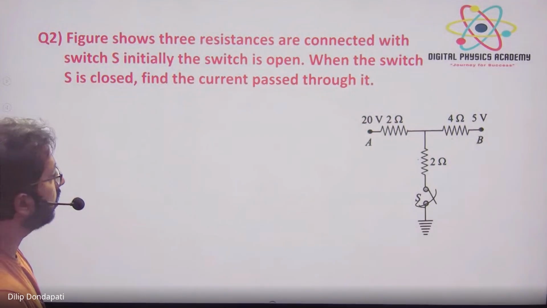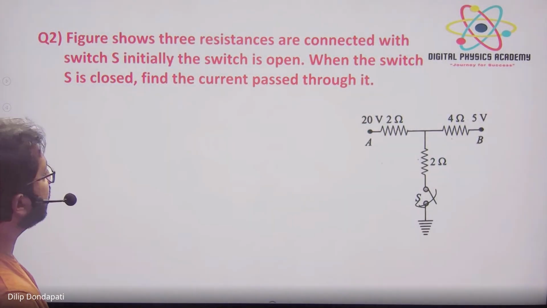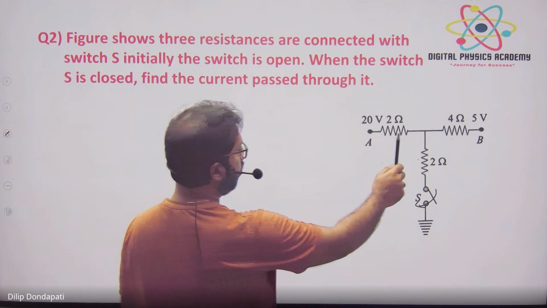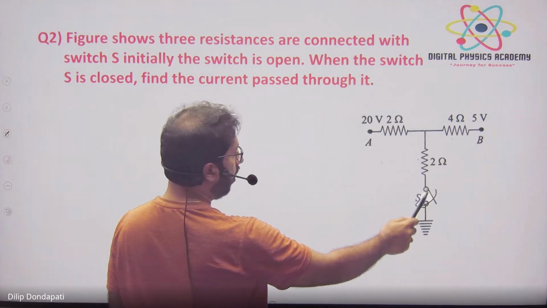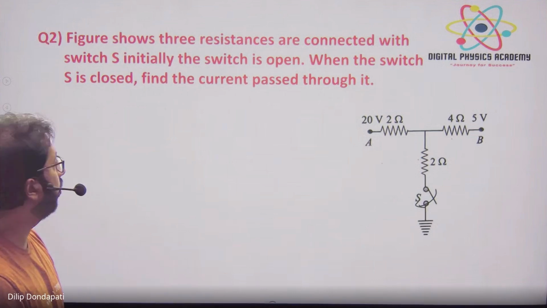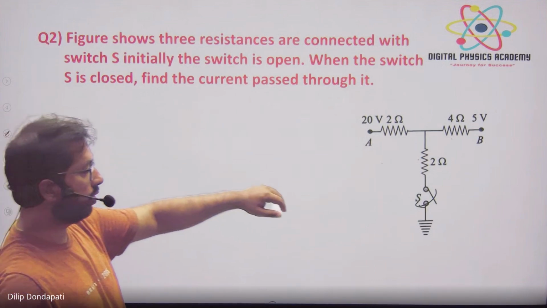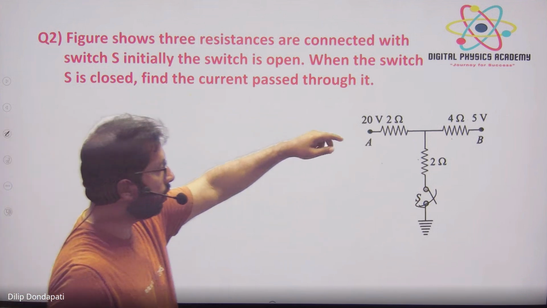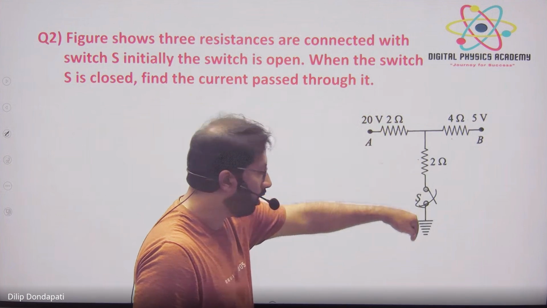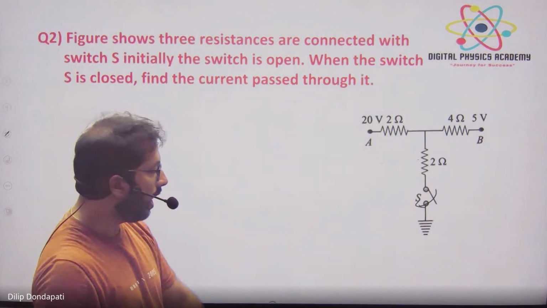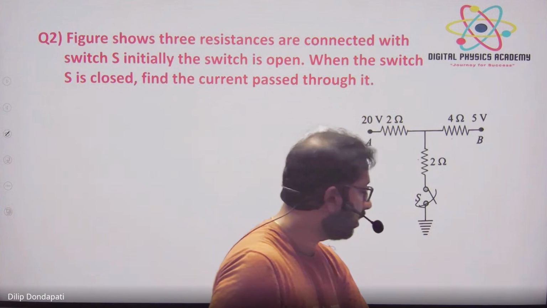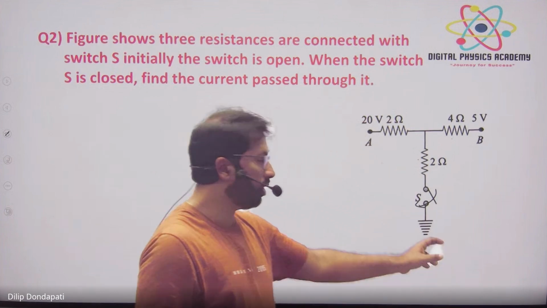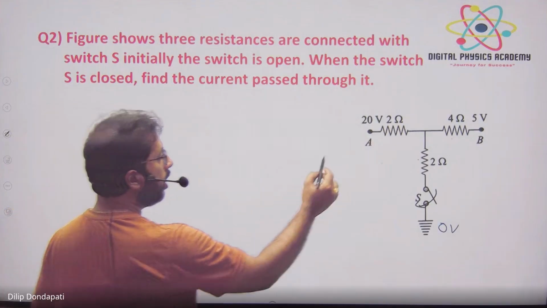Now see how we will solve. 3 resistors are given: 2 ohm, 4 ohm, and 2 ohm, and a switch is connected. Initially the switch is open; when the switch is closed, how much current is passing through it? He's asking how much current is passing through the switch. And this is the symbol for earthing. What is the potential of earthing? The potential of earthing is 0.